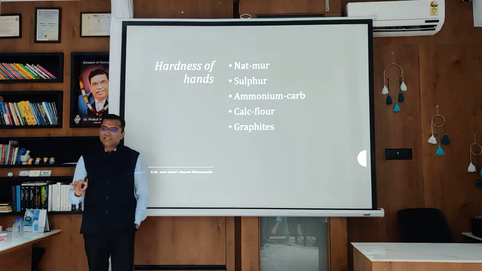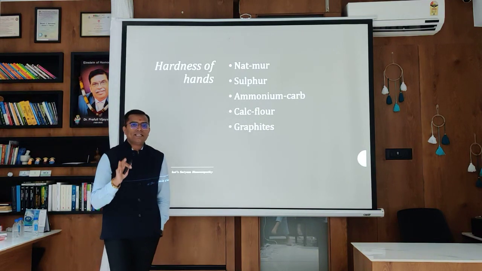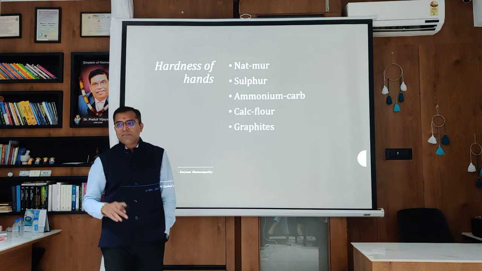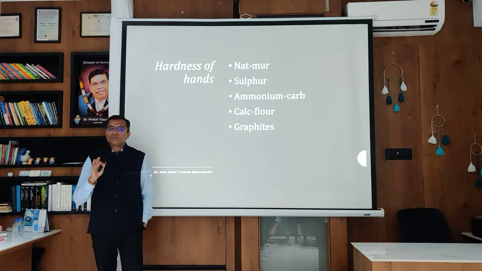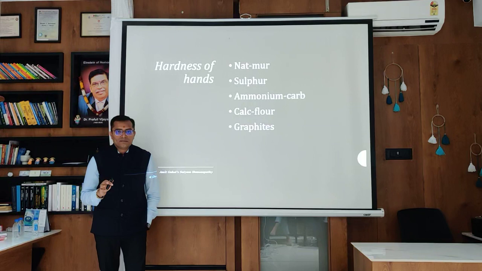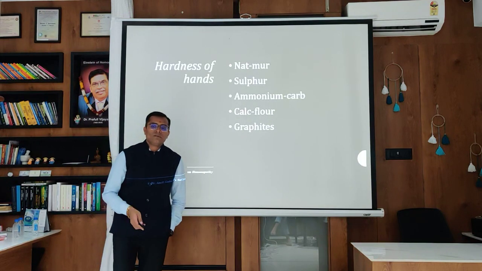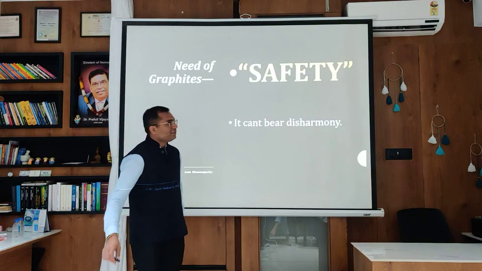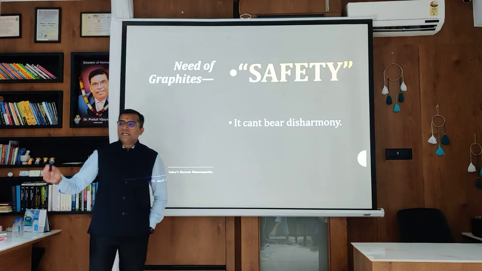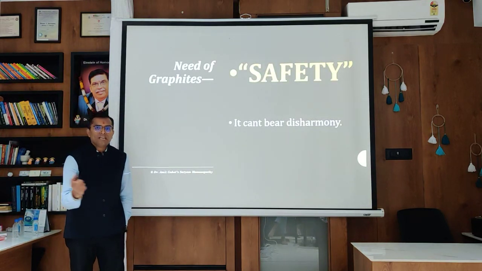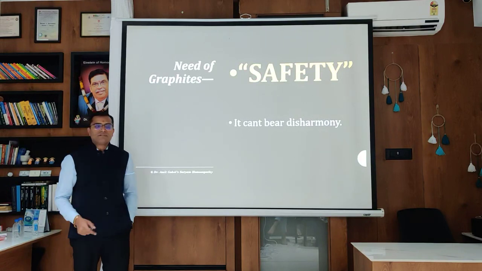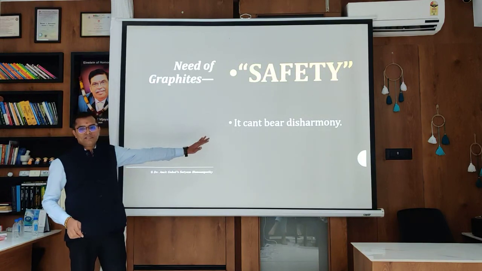Natrum mur has also hardness of the hand. Sulphur has hardness of the hand with hotness. Ammonium carb has also hardness of the hand. Calcarea fluor has also hardness of the hand. And graphite also has hardness of the hand. This is because of excess of fire. What is the need of graphite? They can't bear disharmony. So they want safety in the environment and family. That's why their need is safety.